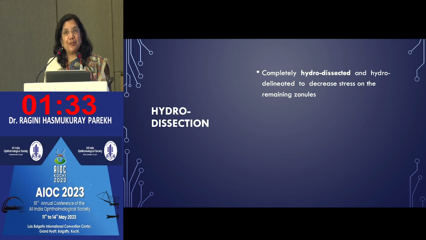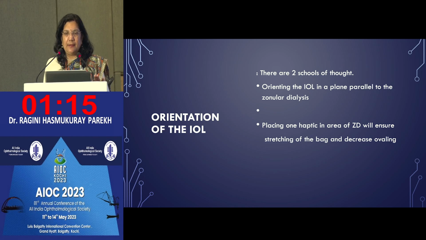Hydrodissection, one has to be extremely careful, because if a large amount of fluid escapes, it can hydrate the vitreous. So one has to be extremely careful. This step is necessary because you need to separate the nucleus, but a small amount of fluid in multiple areas is important.